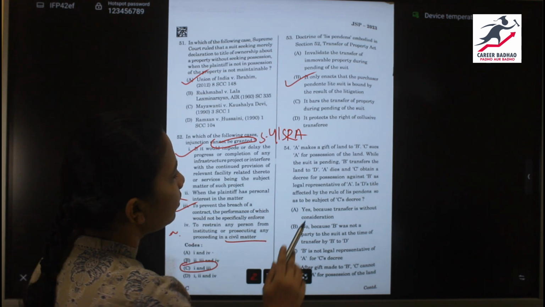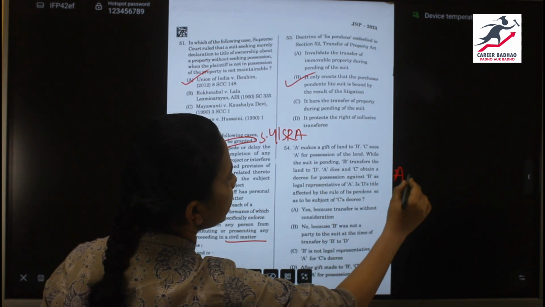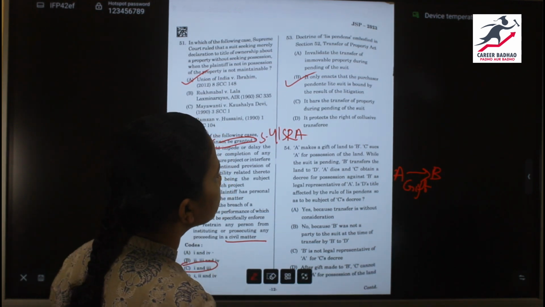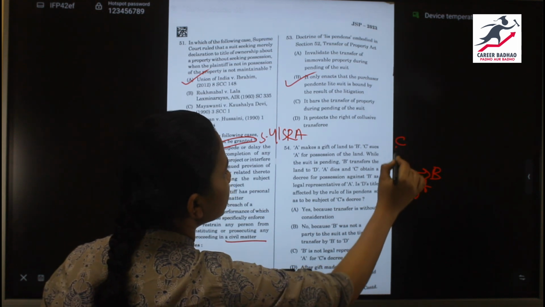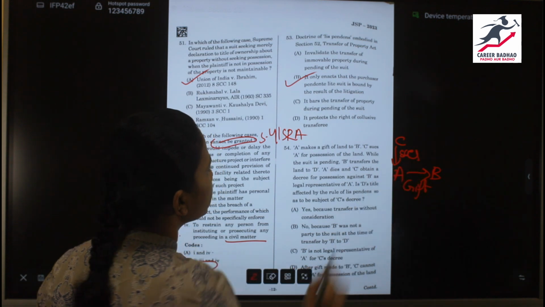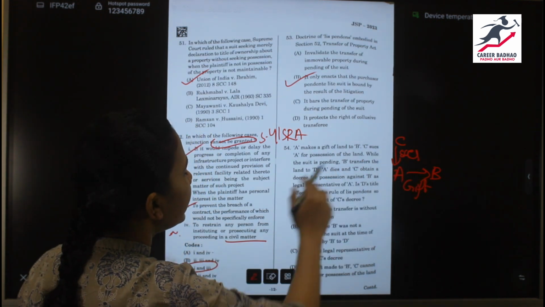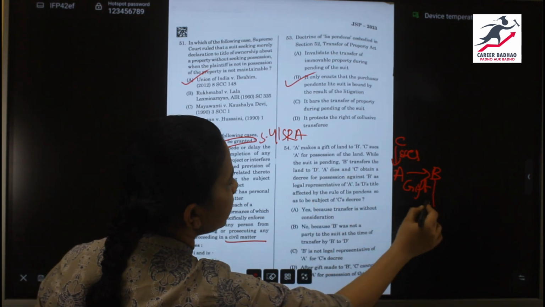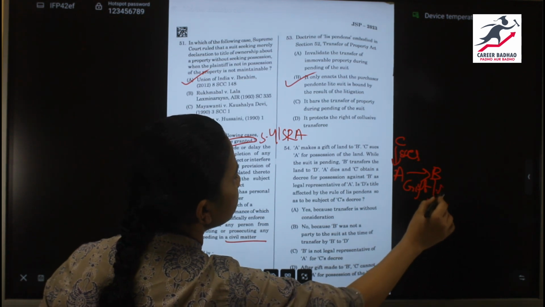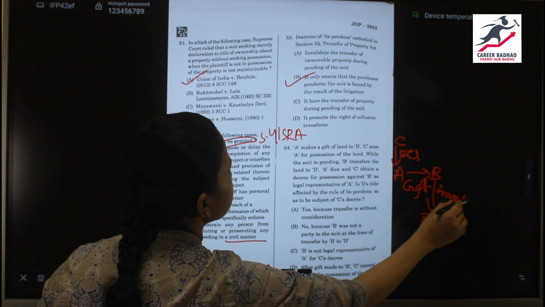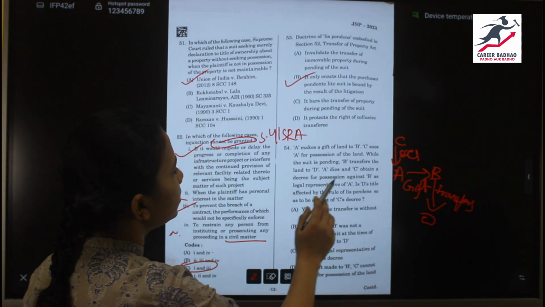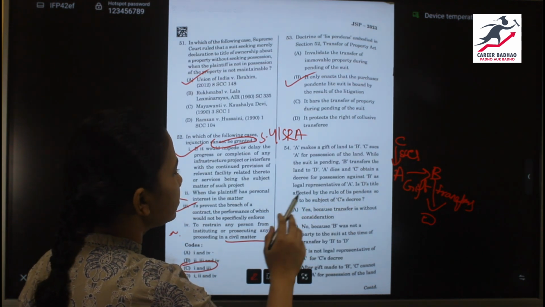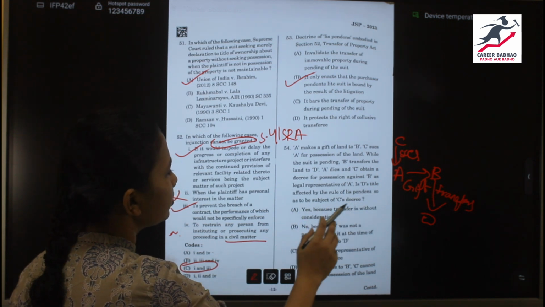Question number 54. A makes a gift of a land to B. C sues A for possession of the land. While the suit is pending, B transfers the land to D. A dies and C obtains a decree of possession against B as legal representative of A. Is D's title affected by the rule of lis pendens so as to be subject to C's decree?